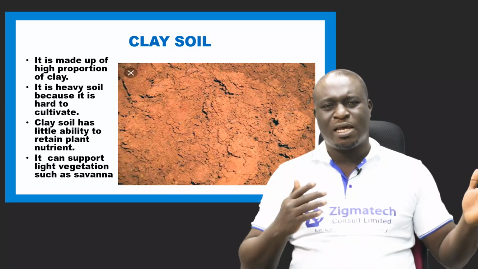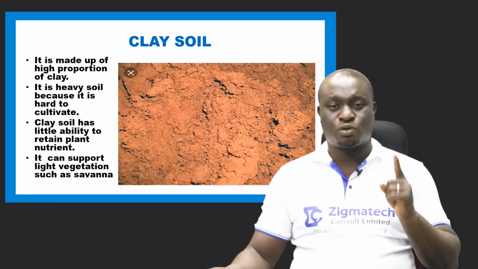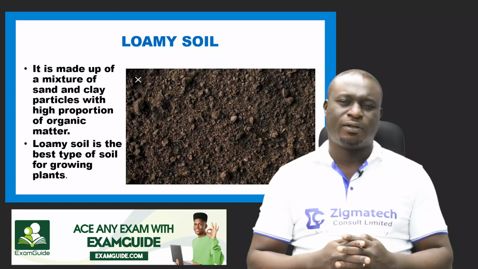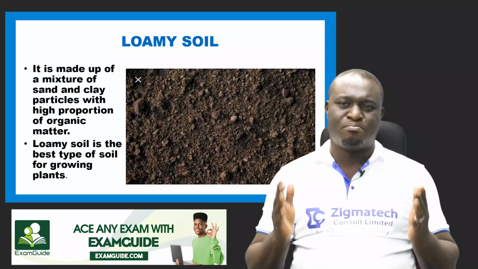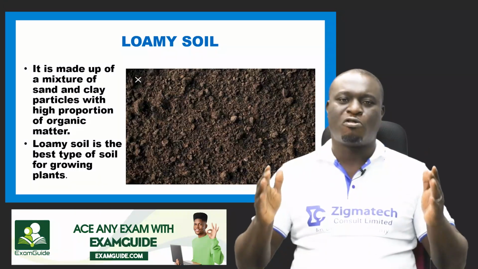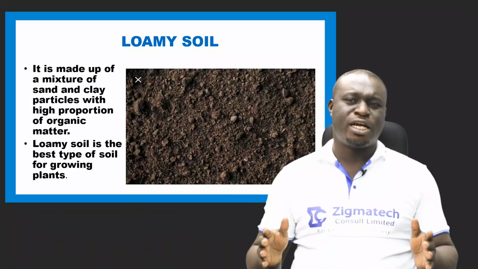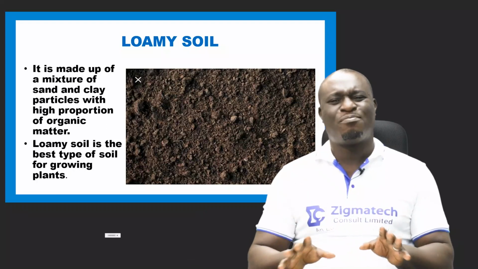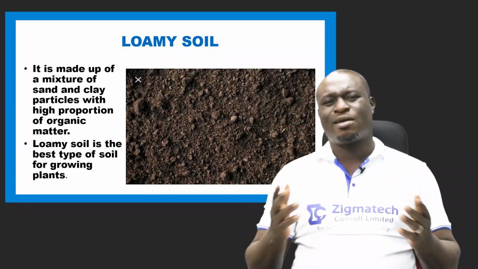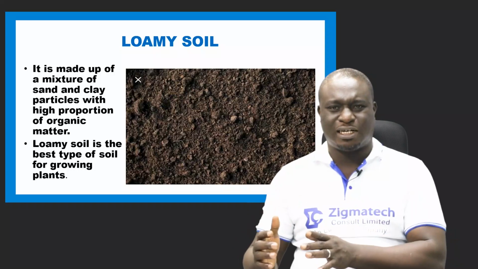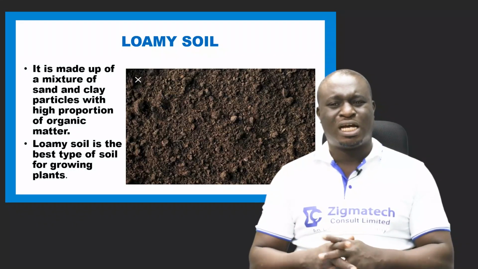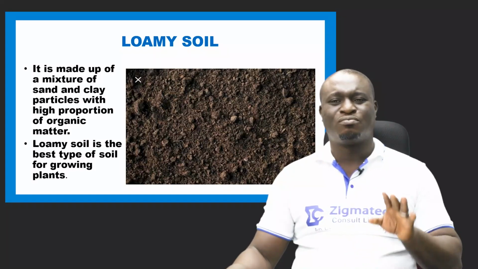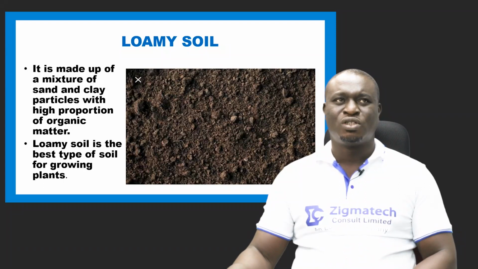We've talked about savanna in basic ecological concept 1. Next is loamy soil. Loamy soil is actually the best type of soil for farming or planting. It is made up of a mixture of sand and clay particles with a high proportion of humus. Another name for humus is organic matter. Like I said, loamy soil is the best soil for growing plants.